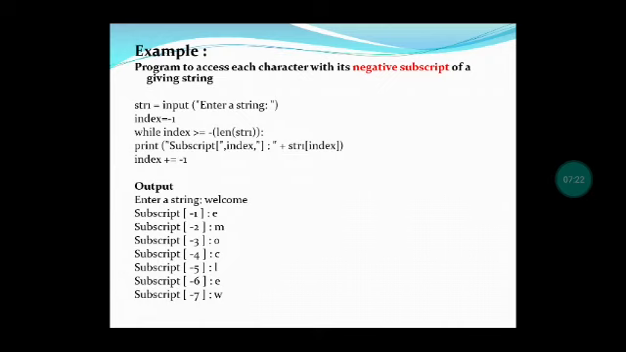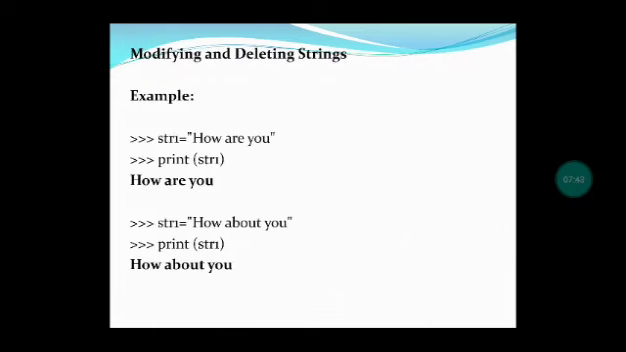It will take it as -1. So subscript of -1, what will we take? E. Because as I already said, negative subscript means it starts from the right hand side as -1, -2, -3 up to W, it goes for -7. So this is the example for the negative subscript.